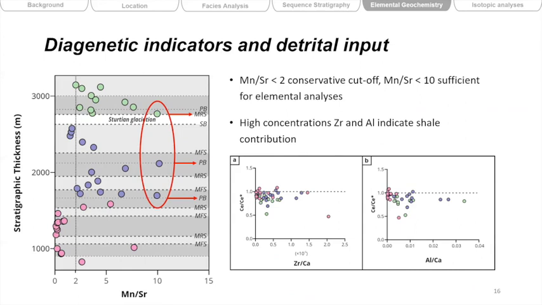When looking at contribution from shale phases, we looked at zirconium and aluminium and identified just a handful of samples that had high concentrations, so they were excluded from analysis on primary setting.